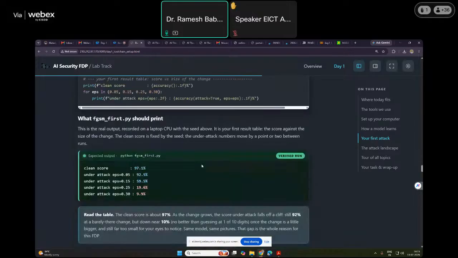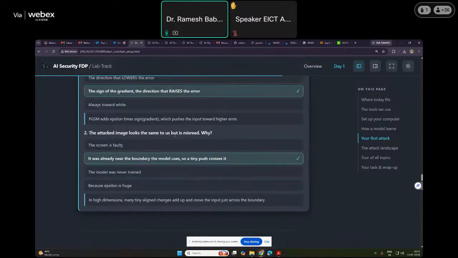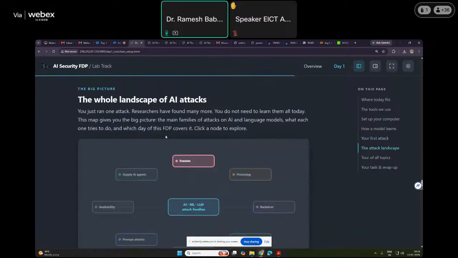So that is the reason you are not going to see major differences in the input, yet it is misread by the model. Okay, so we will move to the next section of our lecture of lab, which is the whole landscape of the AI attacks.